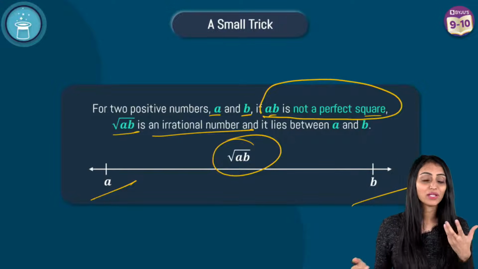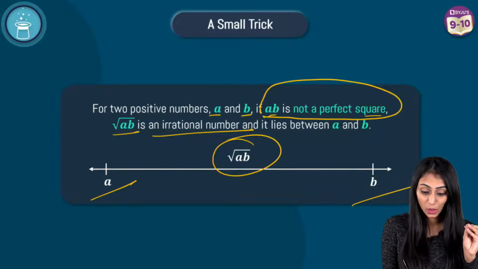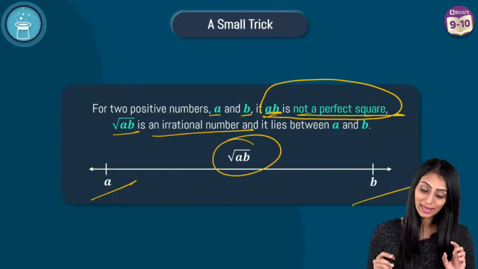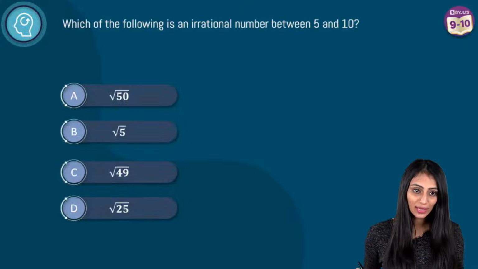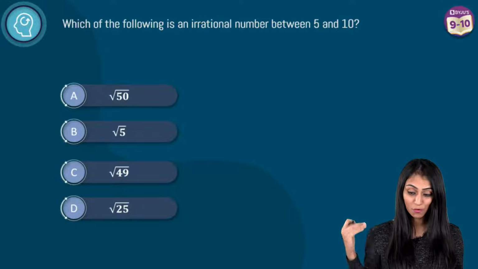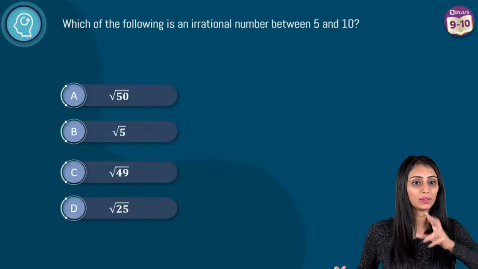So whenever we are talking about finding an irrational number, you need to keep in mind that the product of those numbers should not be a perfect square. Then you can apply it, right? Alright, let's try out a question based on this trick. Which of the following is an irrational number between 5 and 10? You can see 4 options over here. Quickly tell me, which one of them could be an irrational number between these two numbers?